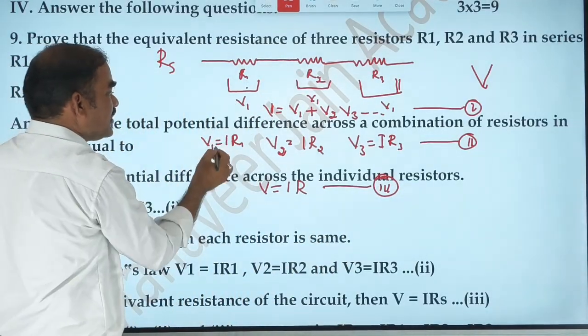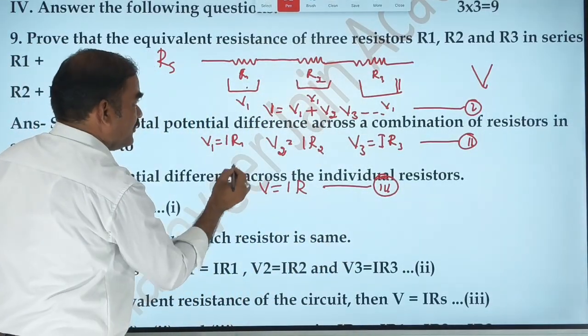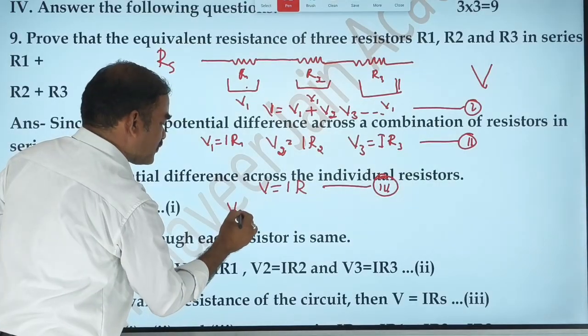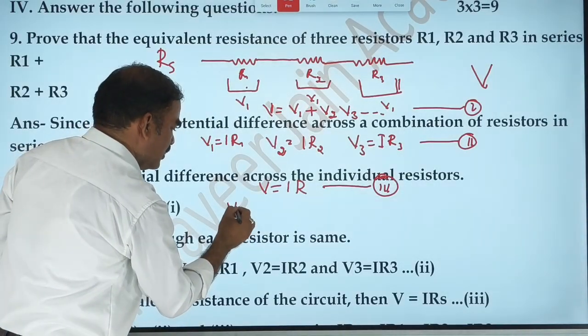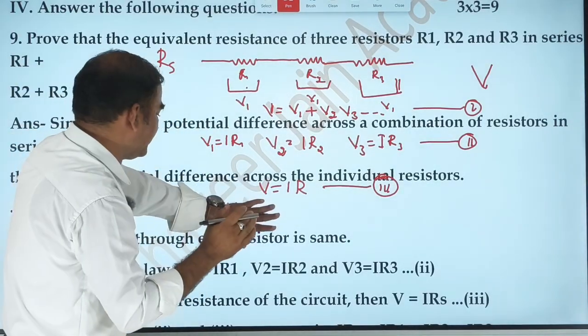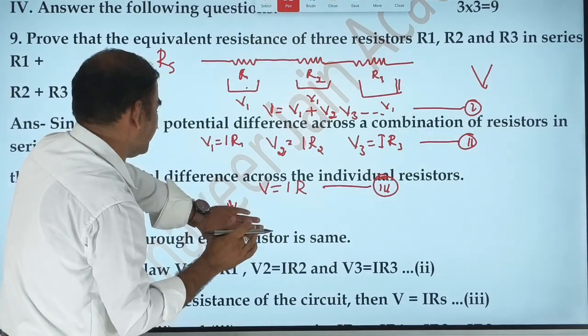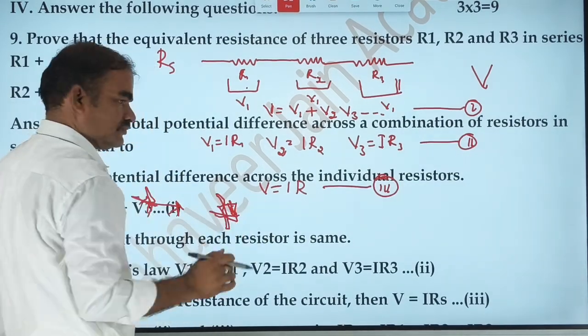Now V is there, no? Total V equals, I will write it, V equals RI. In place of RI I will take first.